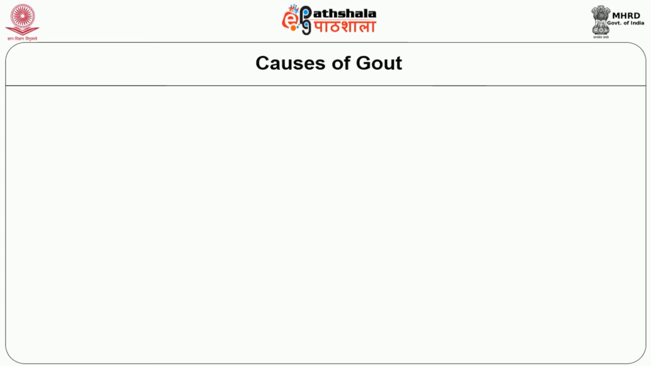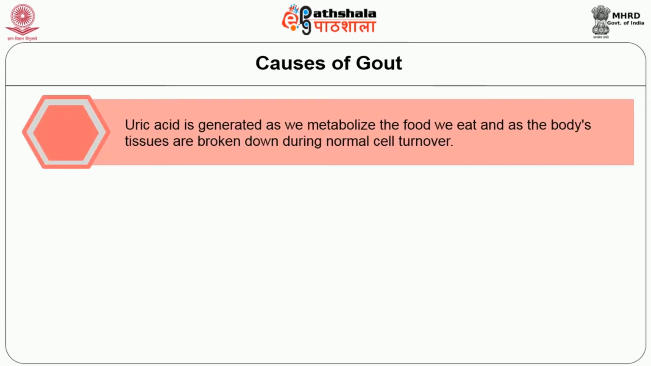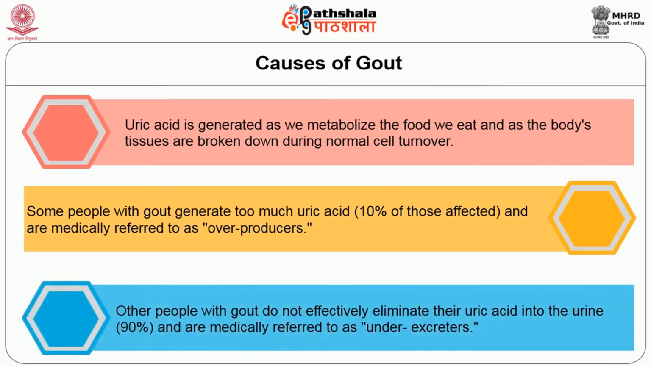Let us learn the causes of gout. Uric acid is generated as we metabolize the food we eat and as the body's tissues are broken down during the normal cell turnover. Some people with gout generate too much uric acid; 10% of those affected are medically referred to as overproducers. Other people with gout do not effectively eliminate the uric acid into the urine; 90% of them fall into this category and are medically referred to as underexcretors.